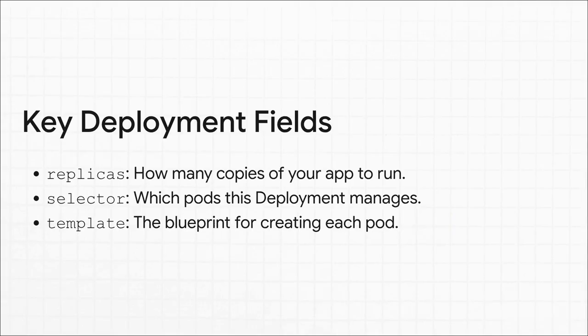Now, inside that deployment, these 3 fields are absolutely crucial. Replicas is you telling Kubernetes, hey, I always want, say, 3 copies of my app running. No more, no less. If one crashes, the deployment just spins up a new one. The selector is just how it knows which pods belong to it. And the template, that's the DNA. It's the blueprint that says, for every single copy you make, use this exact container image.